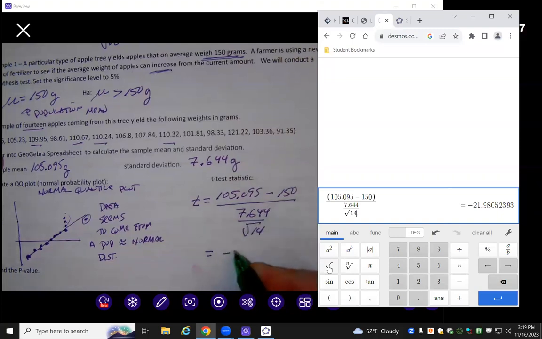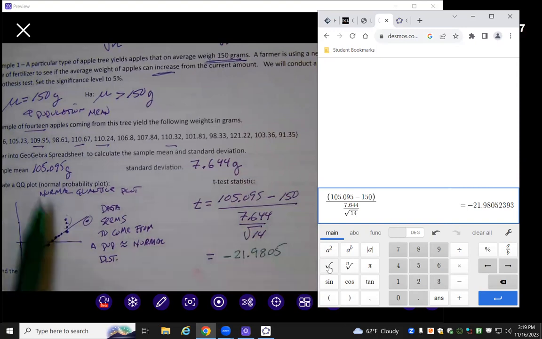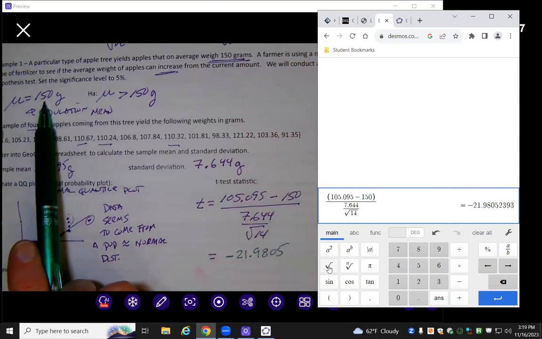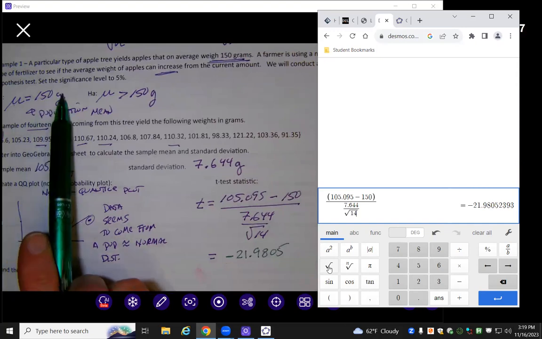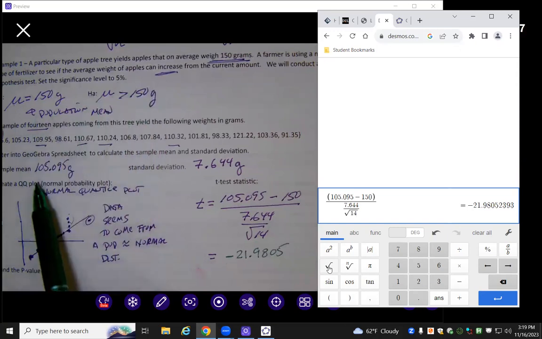So this is pretty extreme, right? It's fine, but this is so extreme that I just don't care anymore. So let's think about this for a second. 150 grams is the current yield. I'm looking to see if there's evidence that it is bigger than 150. And not only did I not find that, but my sample mean is 105, which happens to be 21.98 standard deviations to the left of where I wanted it to be.